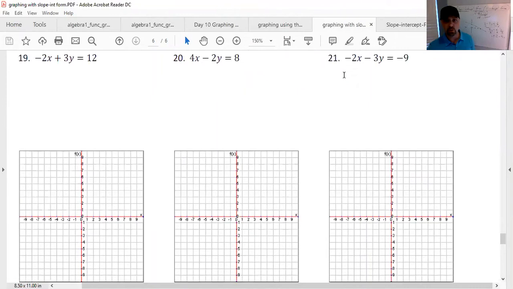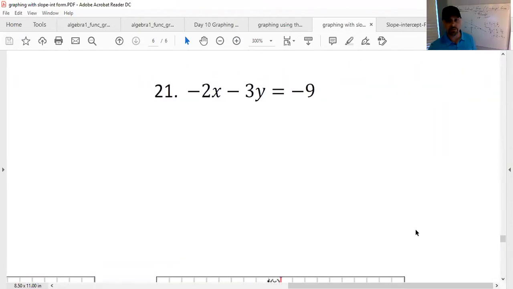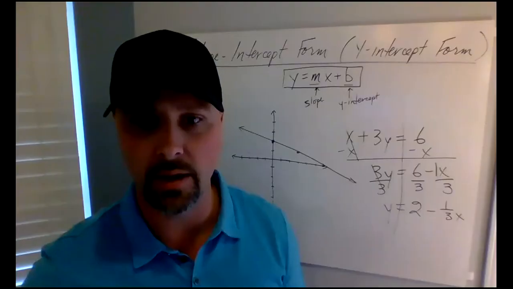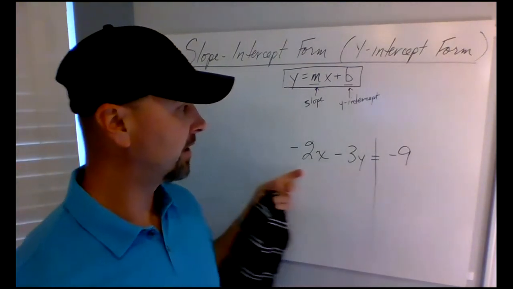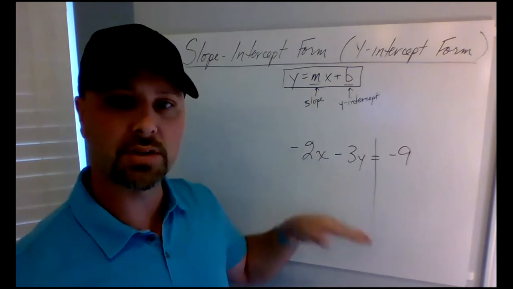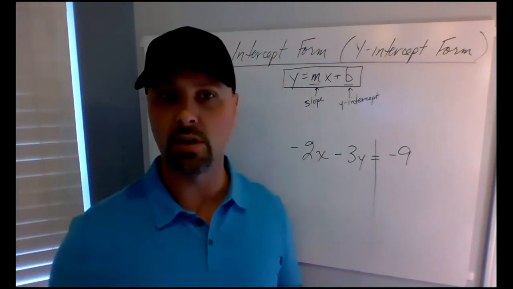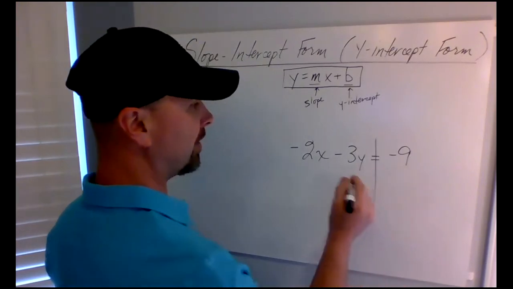Okay, 21. Try 21. Again, I'm not going to graph it. I'm just going to manipulate it for you. So give it a try. Come back. Okay, so we need to manipulate this equation that's written in standard form and change it into slope-intercept form. We're just solving for y, okay? Same thing we did before.